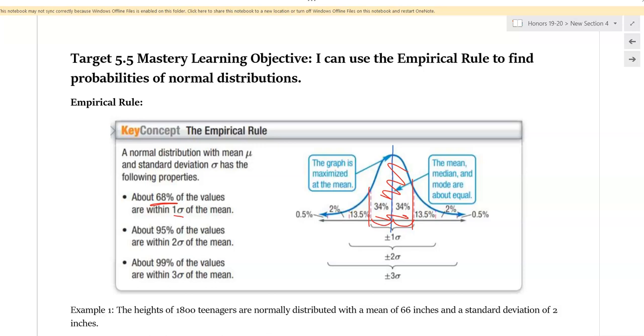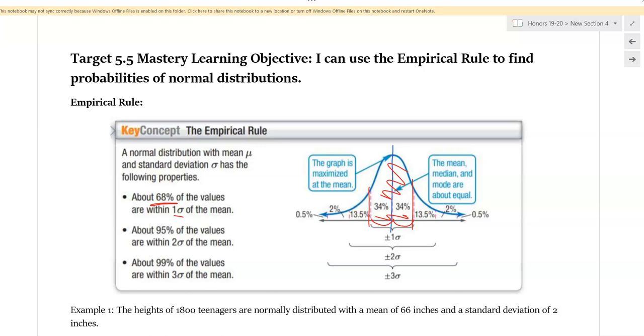Now, when we say this distribution might not be perfectly normal, but it's at least approximately normal, then we just say approximately 68%. So it's a way for us to estimate how many people are going to be within a certain value without actually having to go find out the number of people in that value.